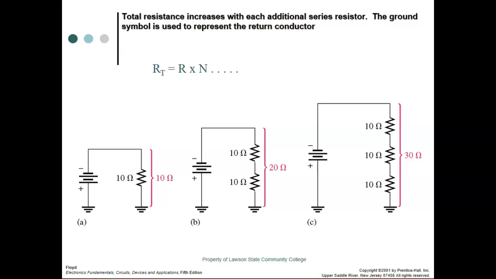Okay. Now, the trick up on the board right now, or on this slide, is the fact that RT is equal to R times N. What that essentially is for is if you have, let's say, 20 resistors of the same value. This only works if they're all of the same value. Then you can count up how many resistors there are, what their numerical value is, and then just multiply those together.